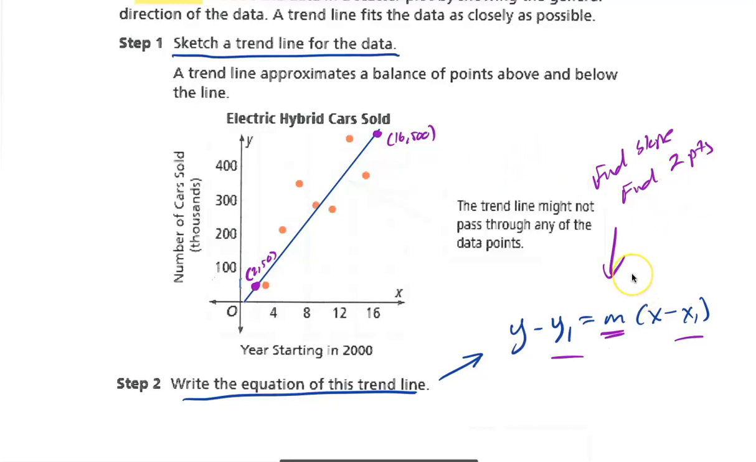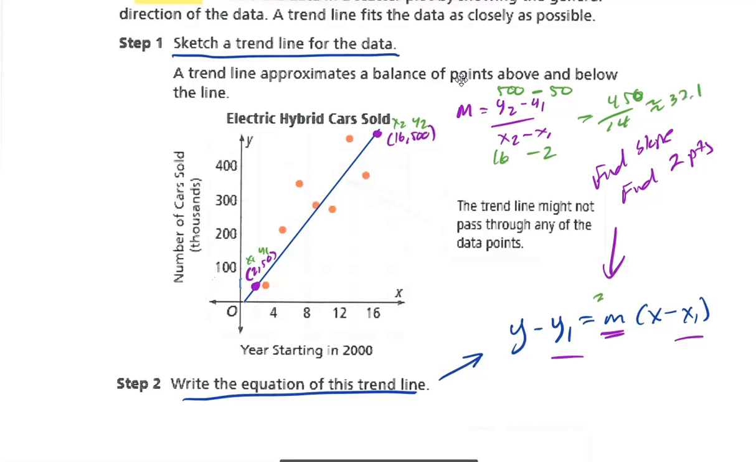Now I gotta find the slope. I could do rise over run, but in this case, they're so far apart, I'm going to use the slope equation: y2 minus y1 over x2 minus x1, right? Let's say x1, y1, x2, y2. So I'm going to get 500 minus 50 over 16 minus 2. That's 450 divided by 14, which gets me about 32.1. I'm going to round it. So that's my slope.